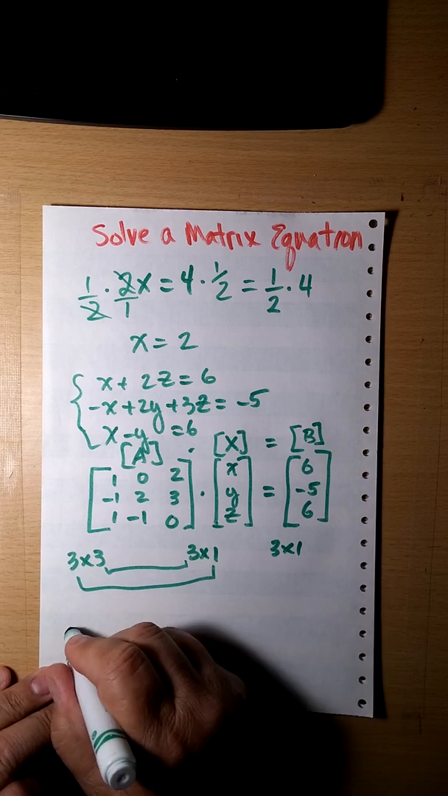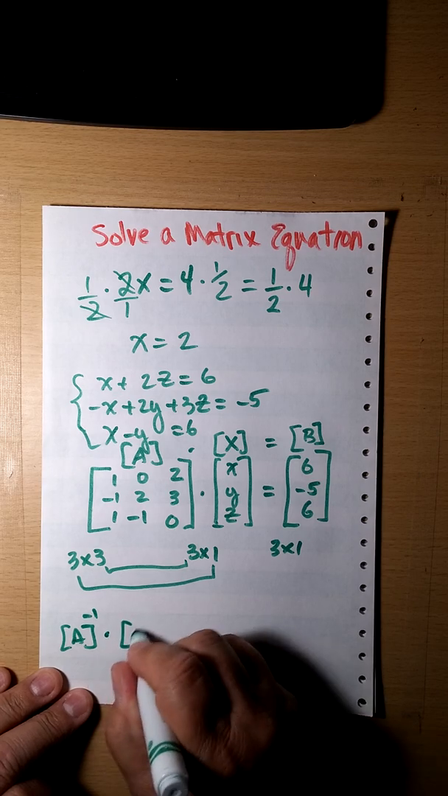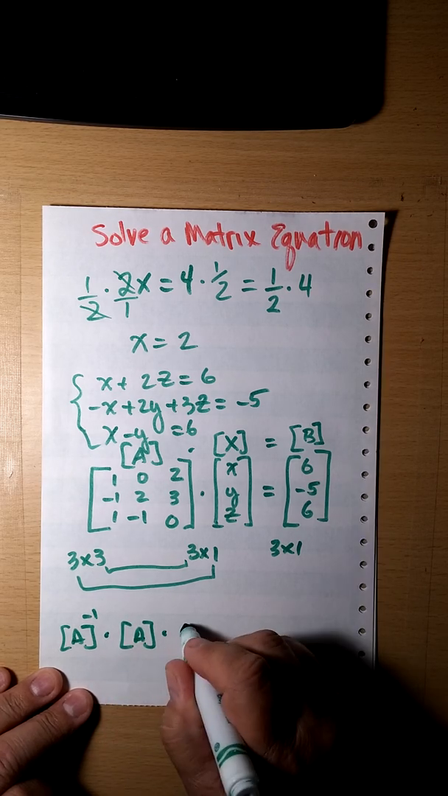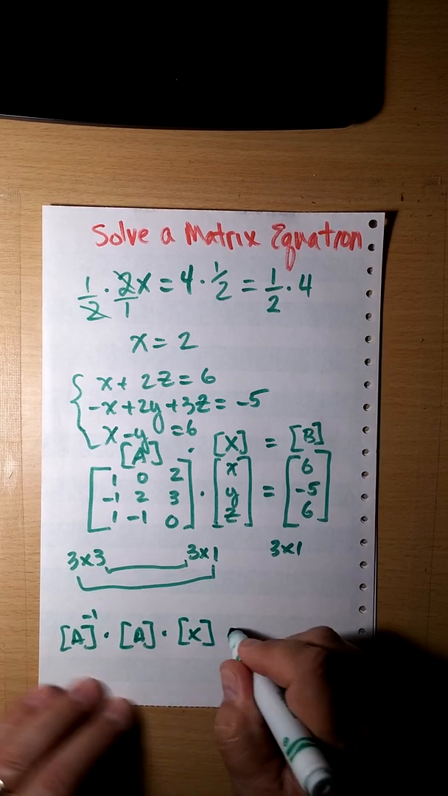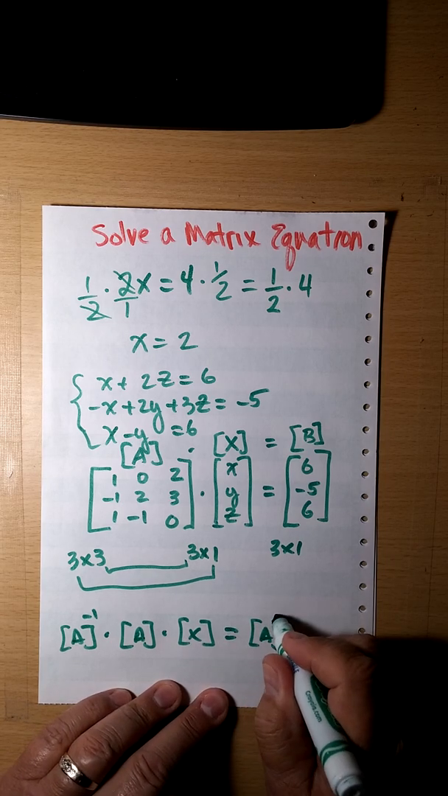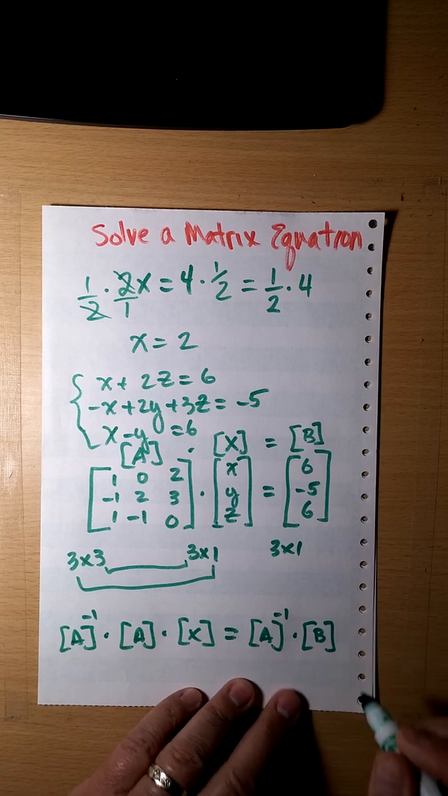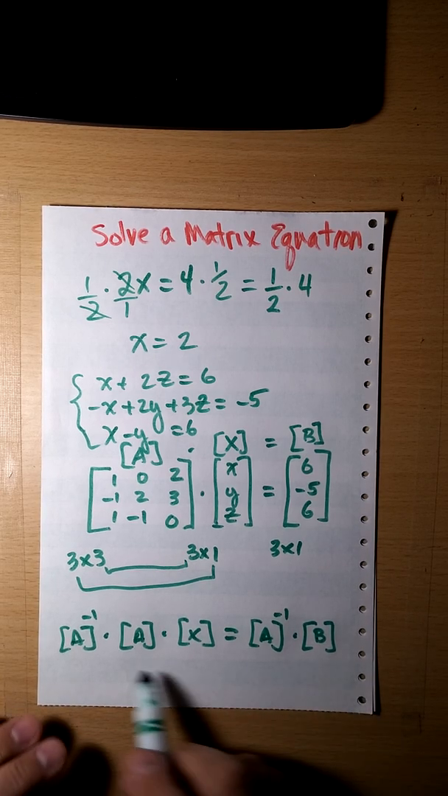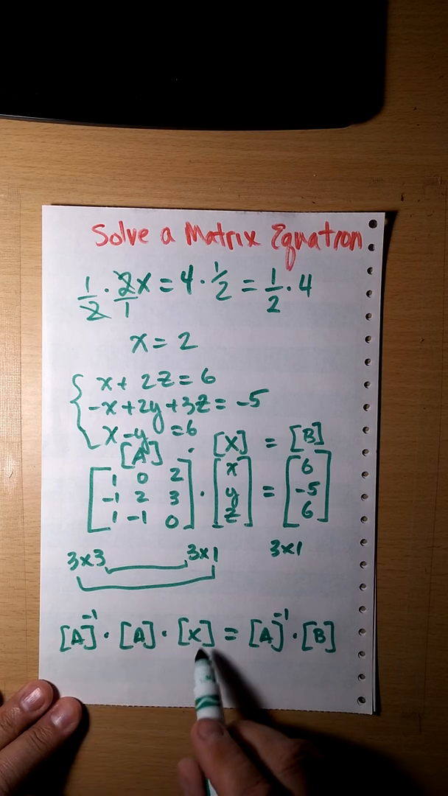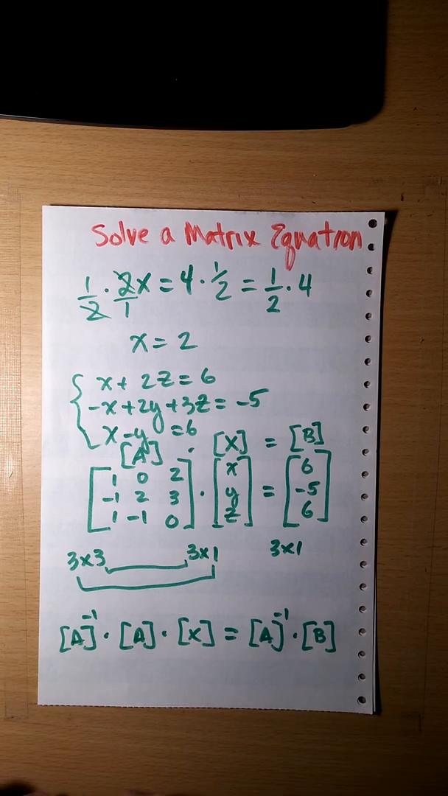But we need, really, A inverse times the A times this X. And that equals, and on the left is important for matrices, times the B. And here's where we get our answer. This will just be the identity. So it'll be X, Y, and Z equals this stuff.